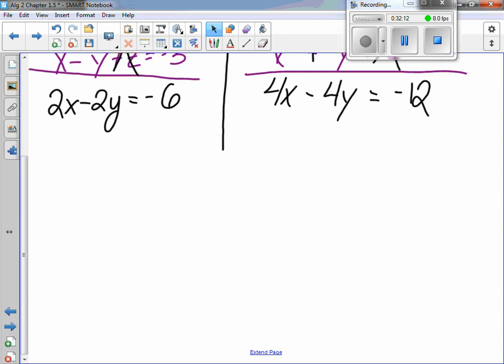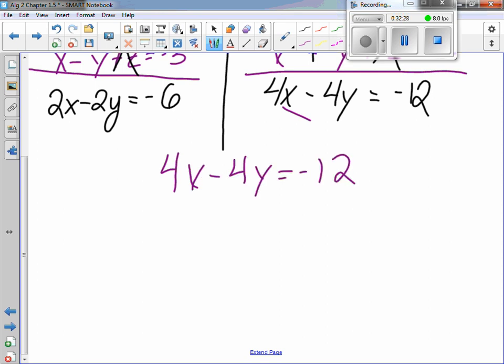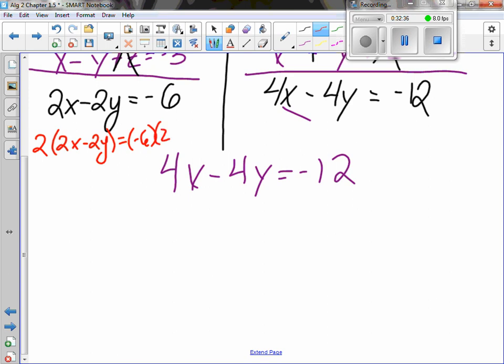So what we're going to do next is we need to get one of the variables to have the same number. Do we want to use x or y? So what do I need to multiply this by to get to this one here? 2. So I'm going to rewrite this, as we'll need it. We're going to multiply this equation by 2. So I'm going to do 2 times 2x minus 2y, and 2 times negative 6. Well, 2 times 2x is? Yep, so 4x minus 4y equals?